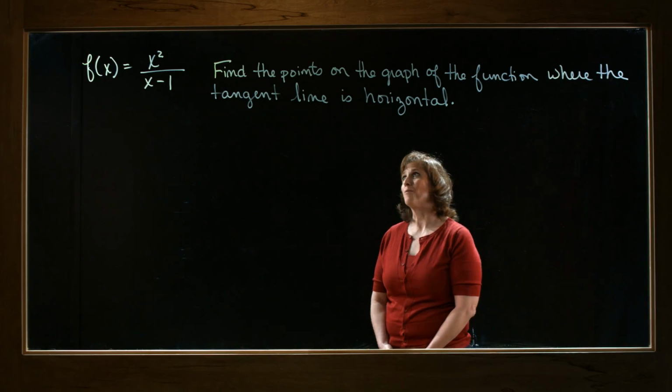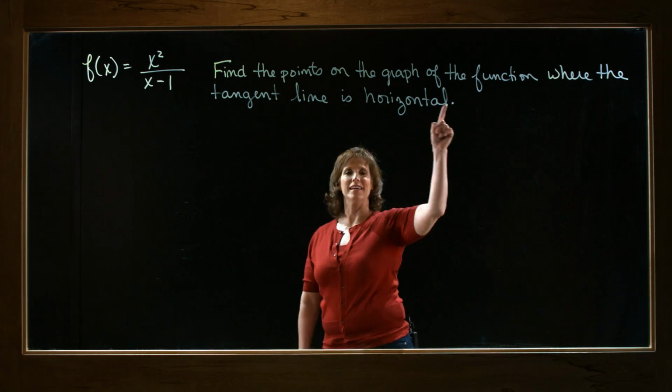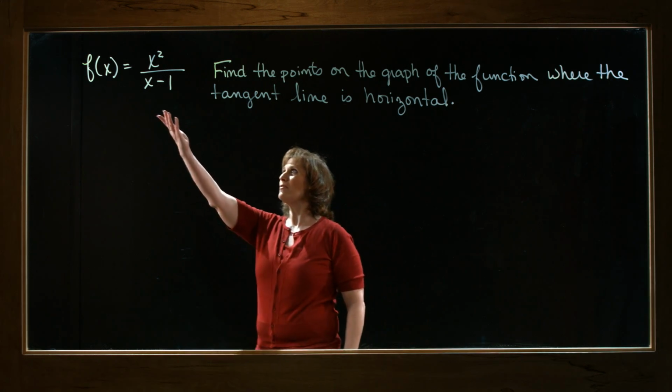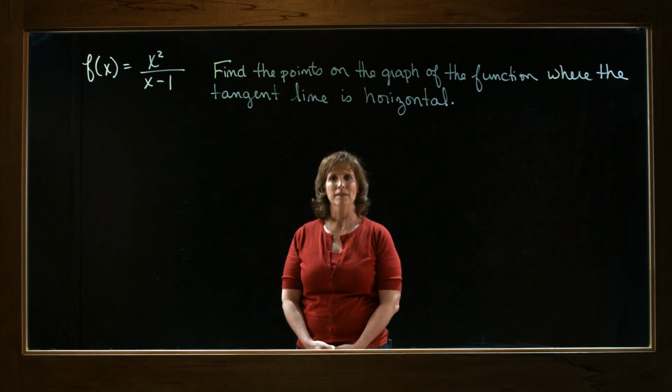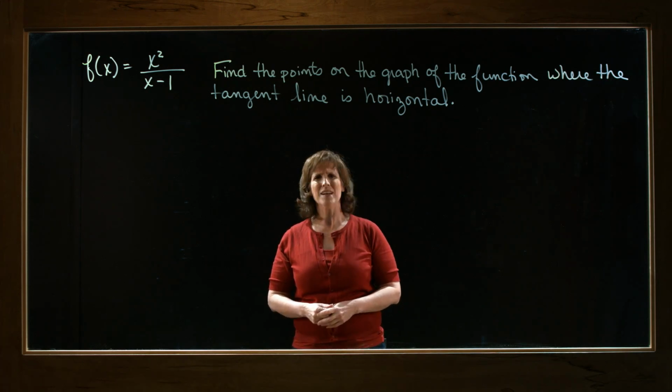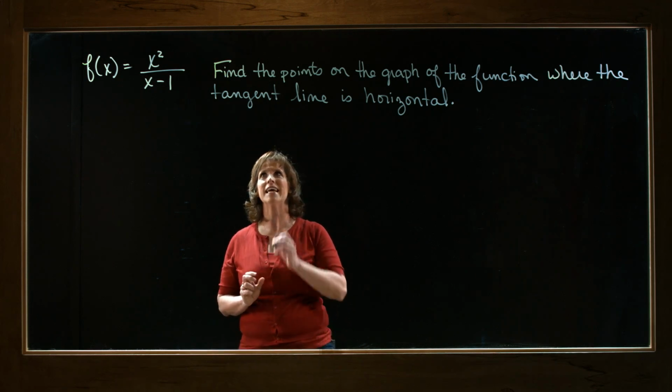Hi, I'm Cheryl Leach. In this problem, I want to find the points of the graph of the function where the tangent line is horizontal. So I'm given my function f of x equals x squared all over x minus 1. Now let's break this down. What exactly do I want to find? Well, first of all, I'm looking for a tangent line.